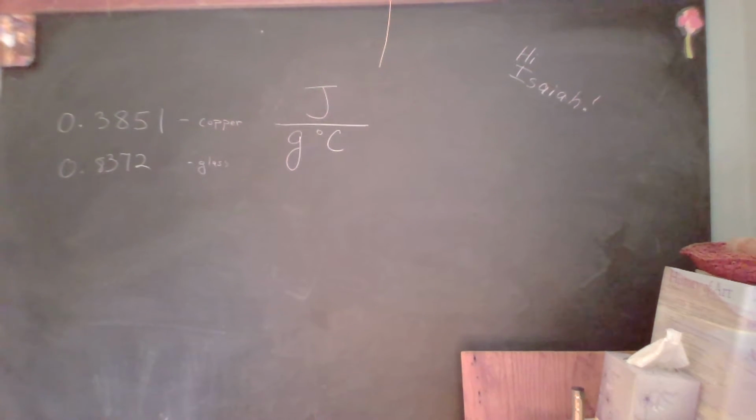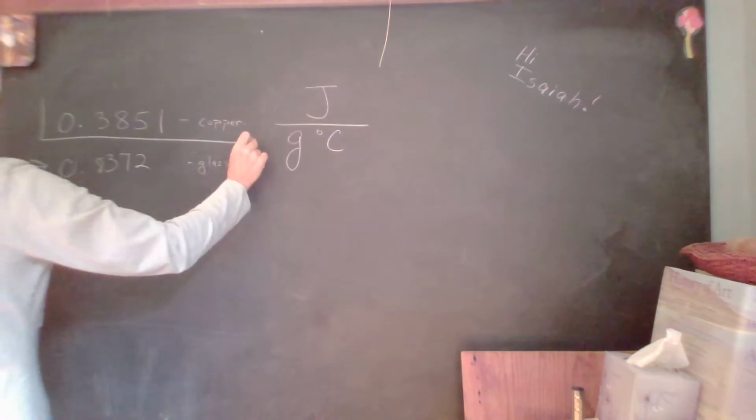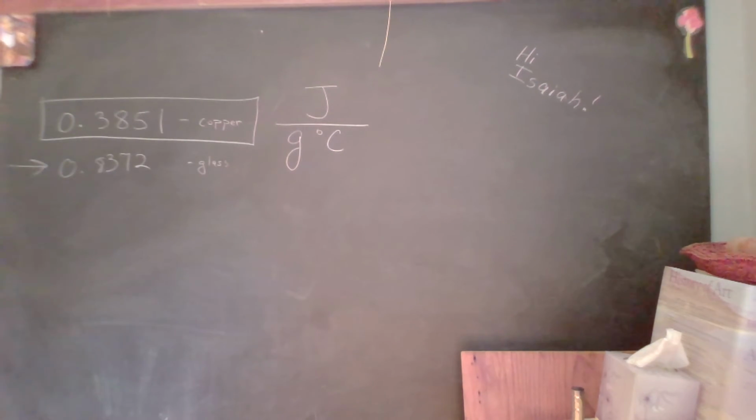So, remember, specific heat is the amount of heat necessary to raise the temperature of 1 gram of a substance by 1 degree Celsius. So this is the larger number, right? So this one takes more energy to heat up. So this is the answer. This is the substance that takes less energy to heat up. It has a lower specific heat. Okay.